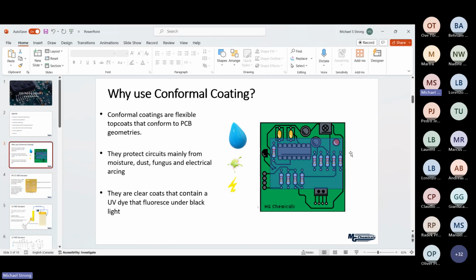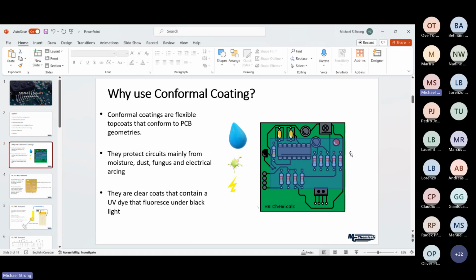Basically, these things are environmental protection barriers, okay? So they protect from moisture, dust, fungus. Some of them will protect from solvent and corrosive agents, but not all of them. And the other thing is that these are dielectric coatings. They're electrical insulators. So what this permits is that circuit fabricators can now put electrical traces closer together. And these dielectric barriers prevent risk of arcing or corona discharge.